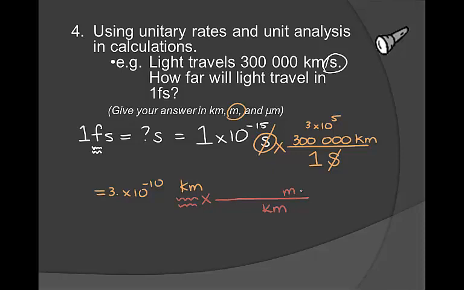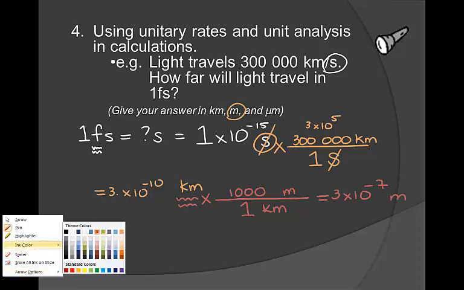Well, if I have 1 kilometer, that means 1,000 meters. An easy little trick here is that the smaller unit goes with the bigger number. I know that a meter is a smaller unit than a kilometer, and I know that there's 1,000 in 1, so the 1,000 goes in front of the meter. Doing that math, I now have 3 times 10 to the negative 7 meters.